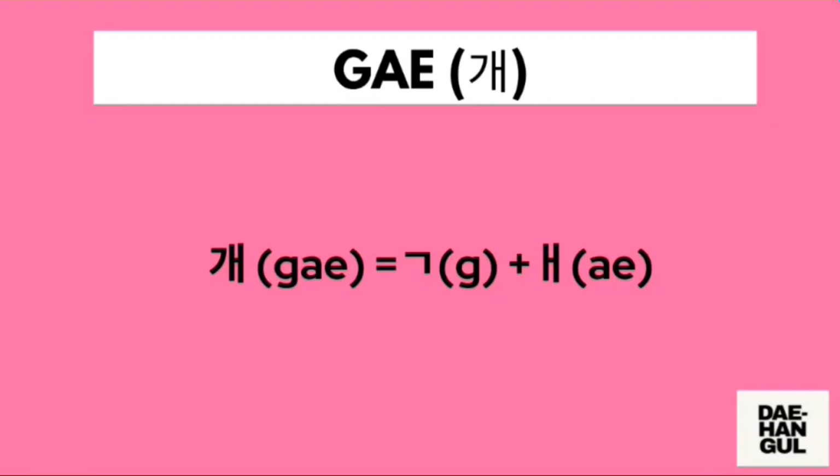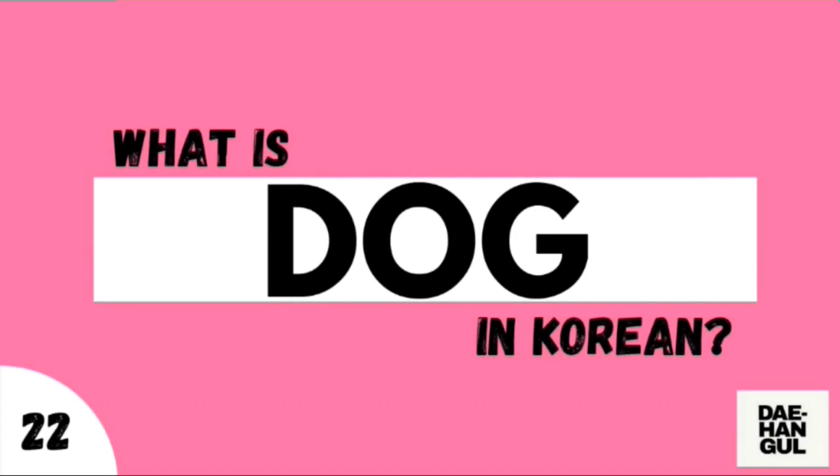How do we write ge in Hangul? This is composed of just two characters. The first character is giok, and the second character is e. Now, we just have to combine these two characters to form the Hangul of the word ge. Again, how do we spell ge in Hangul? First, we need to draw a giok character followed by the e character. And then, we just need to combine it. With that, you already know what is dog in Korean.